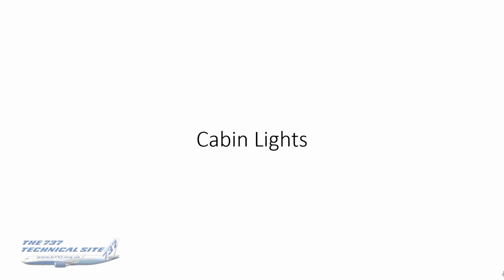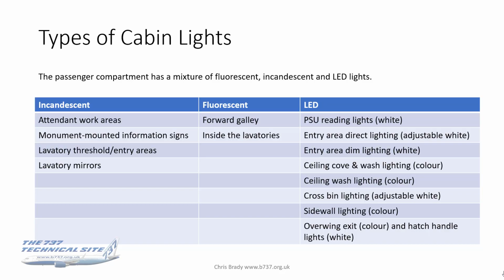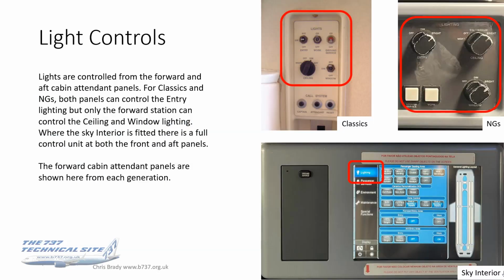Okay, on to cabin lights. Let's have a look at these. So the passenger compartment's got a mixture of fluorescent, incandescent and LED lights. It's got all kinds depending on where they are located and what they're doing. There's a table there which I won't bore you with. But let's have a look at the controls.